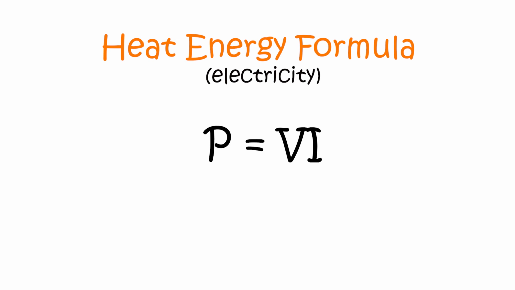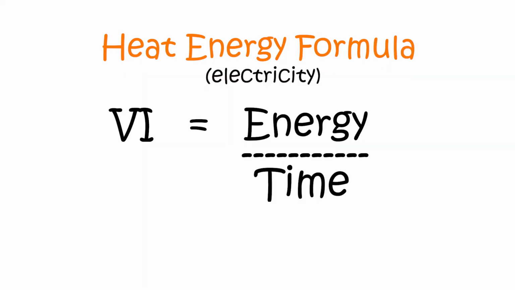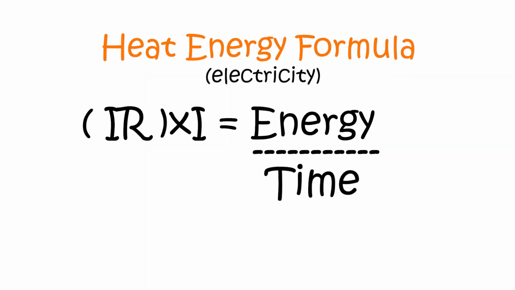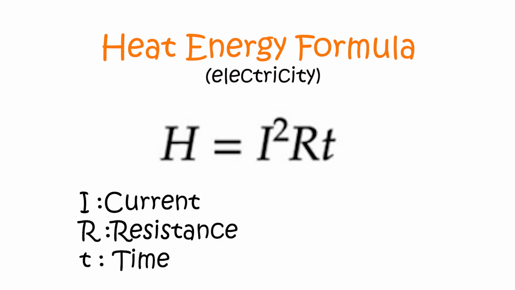We use the formula P equals VI, which is power equals voltage times current. But we also know power equals the energy generated over time, right? So Q over T equals VI. Now we know V also equals current times resistance. Therefore, if you bring all of them together, you ultimately get the formula Q equals I squared RT, where I is your current, R is your resistance, and T is your time.